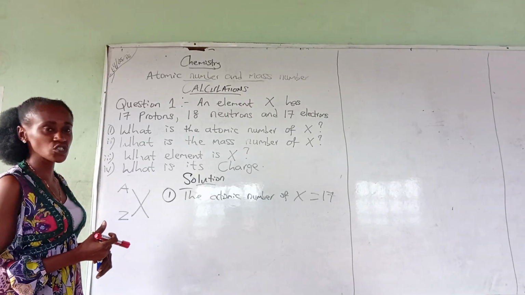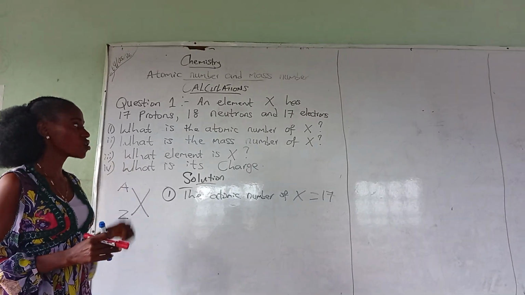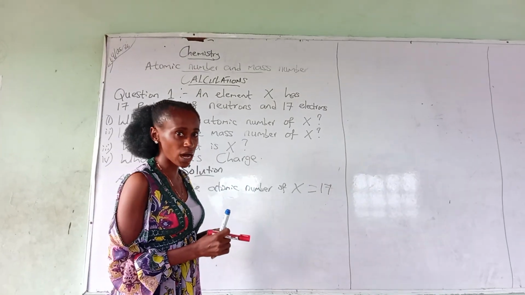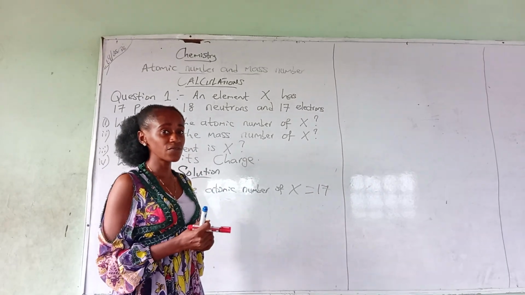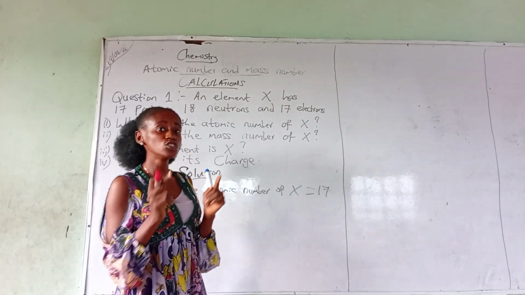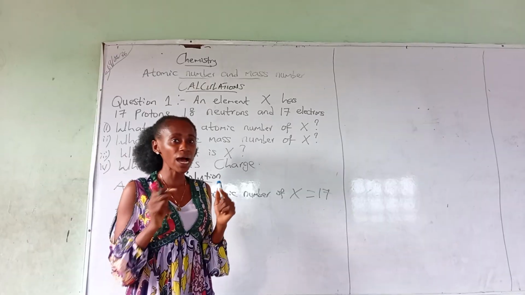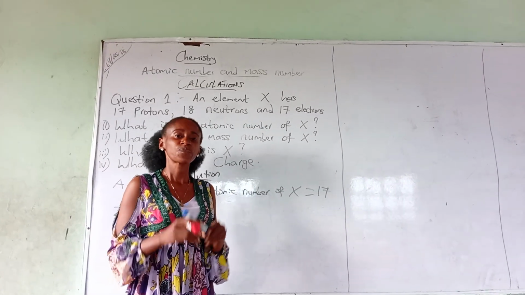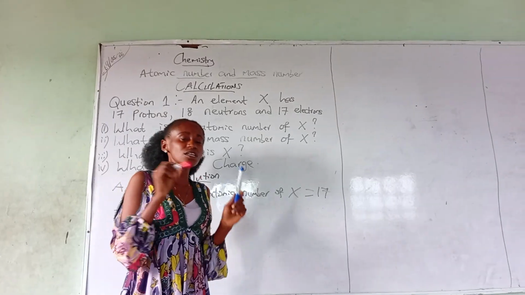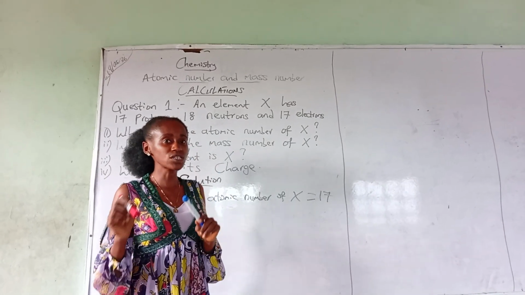What is the mass number of the element X? Now, what is the meaning of mass number? Mass number is defined as the number of protons and neutrons in the nucleus of an atom. Are we together? In the nucleus of an atom.